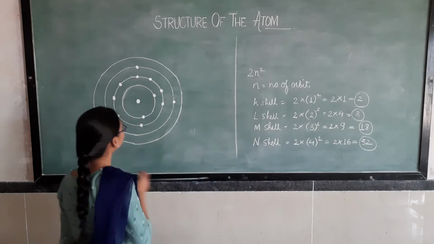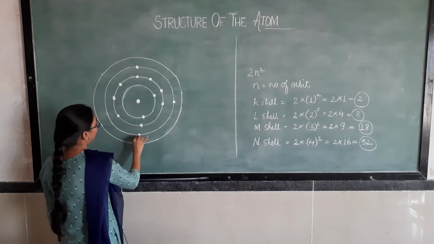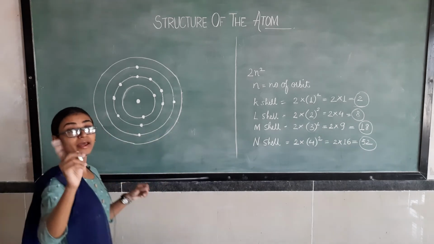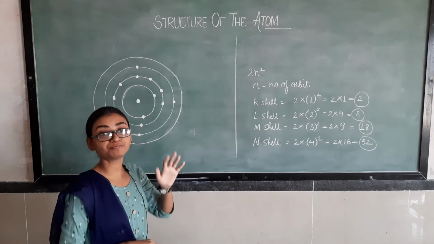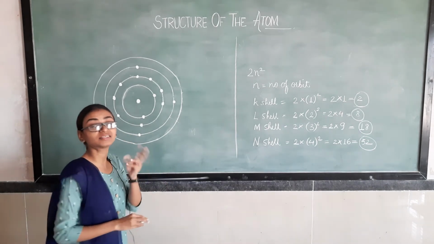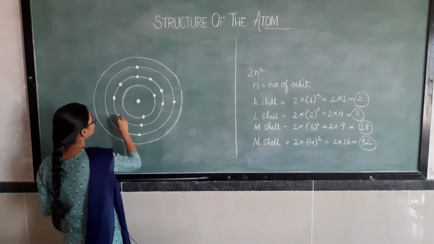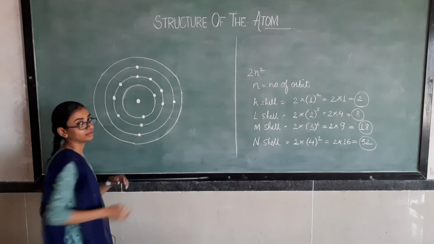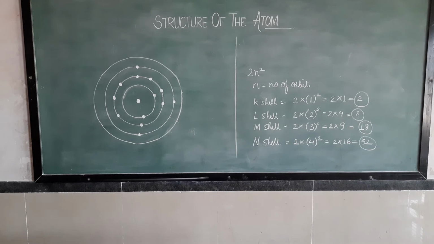Aluminium has 13 electrons, so here we can accommodate them. Now you can count these electrons too. Aluminium has 13 electrons in total, so you can count this too. 1, 2, 3, 4, 5, 6, 7, 8, 9, 10, 11, 12, 13. So it has 13 electrons in total.